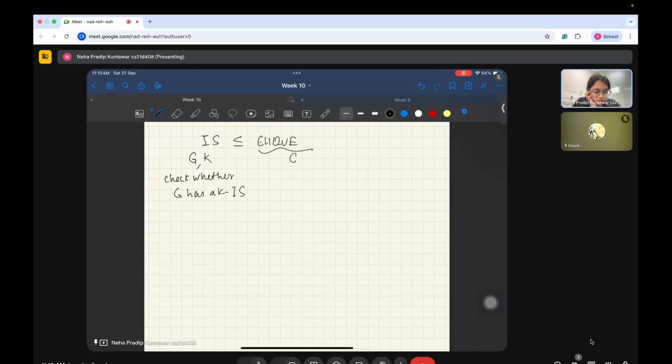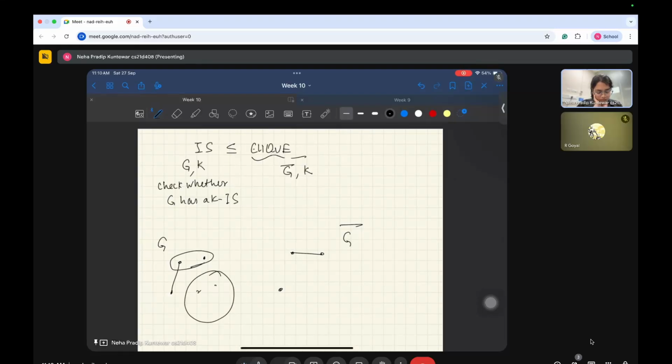And here we observe that if you take the complement of the graph, then any two vertices that did not have an edge will now have an edge in G bar, and any two vertices that had an edge will now not have an edge in G complement. So basically, an independent set, where no two vertices have an edge, transfers to a clique here.